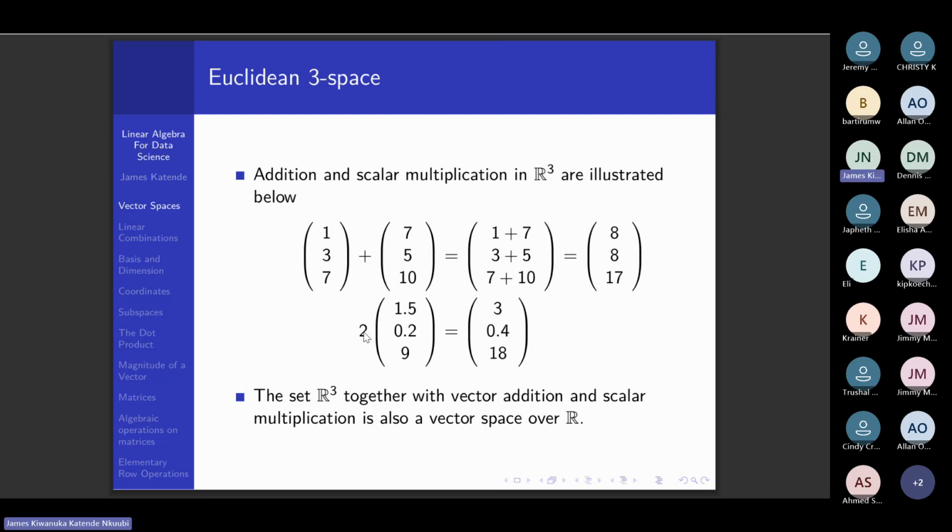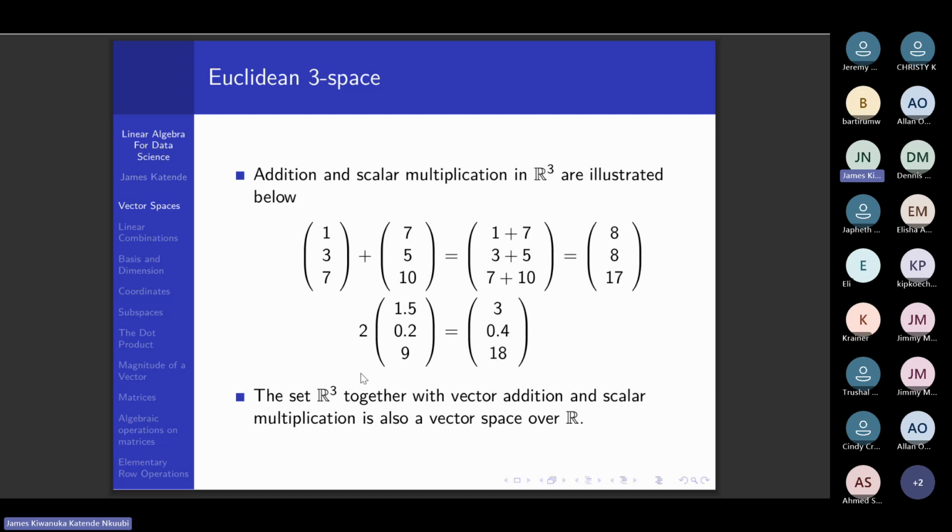You can still do scalar multiplication the same way. In this case, we are taking this vector consisting of 1.5, 0.2, and 9 as the entries, and multiplying that by 2, which means you multiply everything in here by 2, and the result is 3, 0.4, and 18.